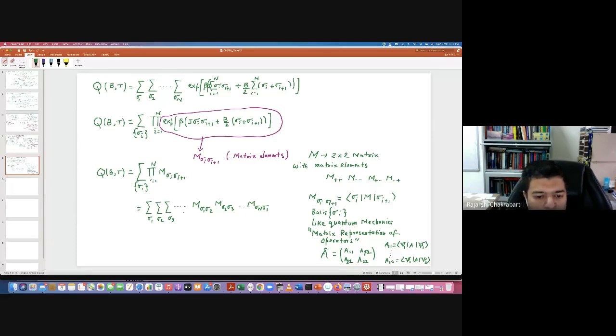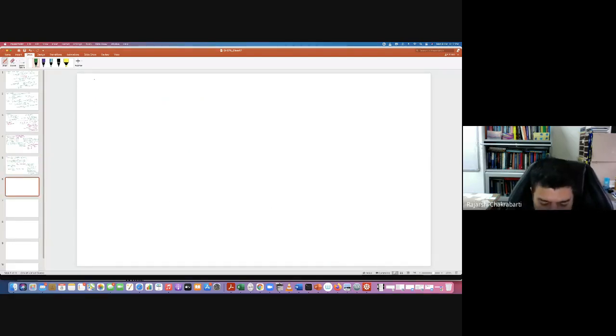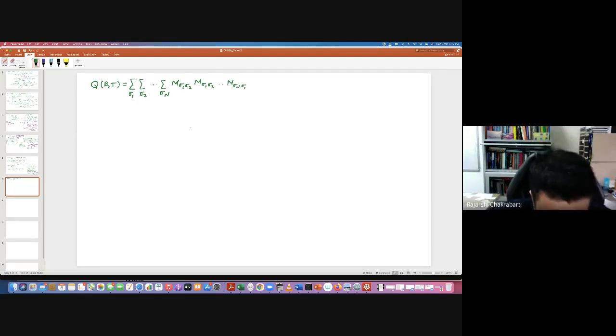Okay. So now, if I take this expression and write it explicitly, even in more detail, let us do it. You'll have Q, which is B comma T, sigma 1, sigma 2, sigma n. The first term is, let me write down one more term, sigma 2. This is how it is, isn't it?